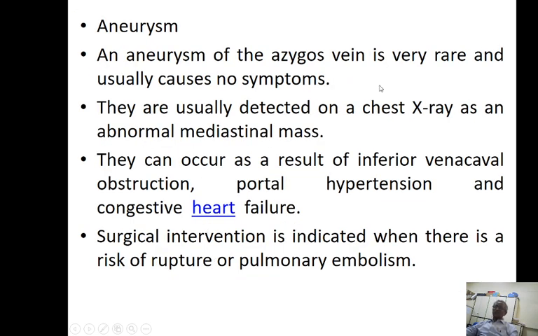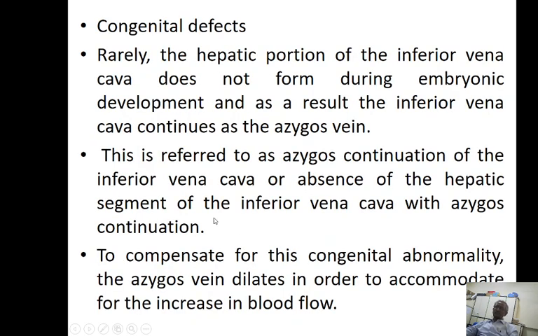Aneurysm. Aneurysm of the azygos vein is very rare and usually causes no symptoms, and this is detected on chest X-ray. They may occur as a result of inferior vena cava obstruction, portal hypertension, and congestive heart failure. Of course, surgical intervention is needed when there is a symptom or risk of rupture or pulmonary embolism.